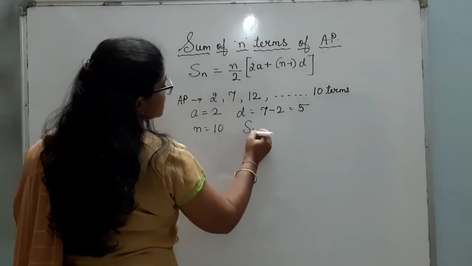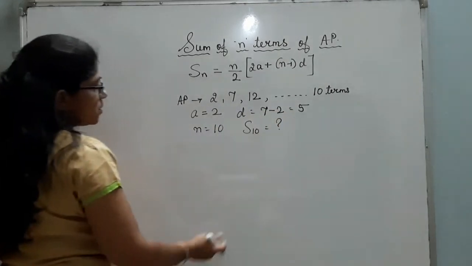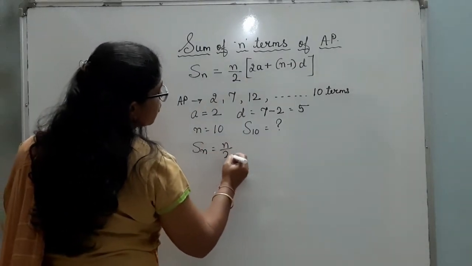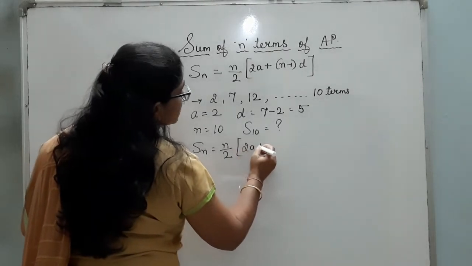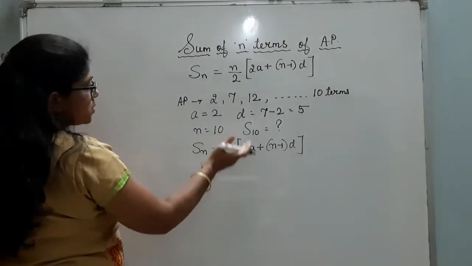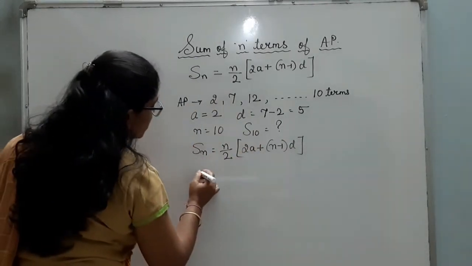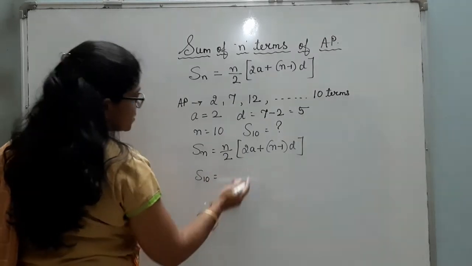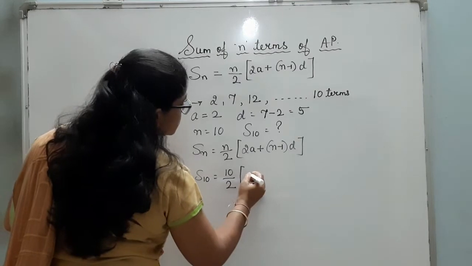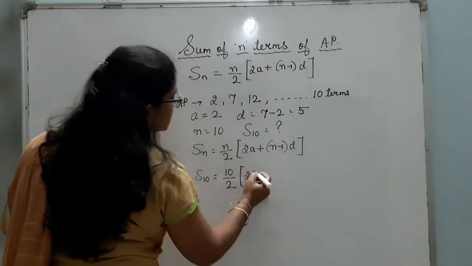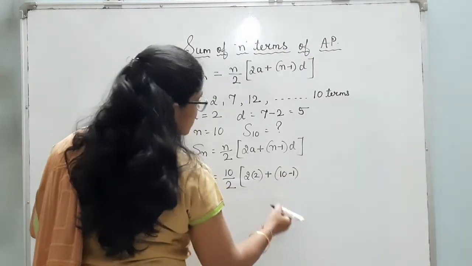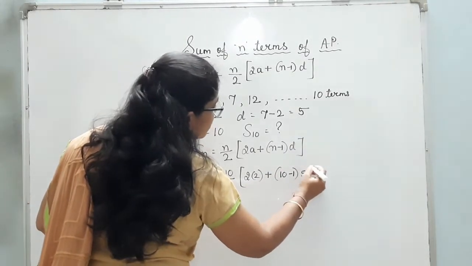And what we have to find is the sum up to 10 terms. The formula is already written here, that is Sn = n/2 [2a + (n - 1) d]. Now let us substitute the values in this formula. Sum up to 10 terms is n is 10 upon 2, 2 into a is 2, plus n minus 1 into d. d is 5 here.